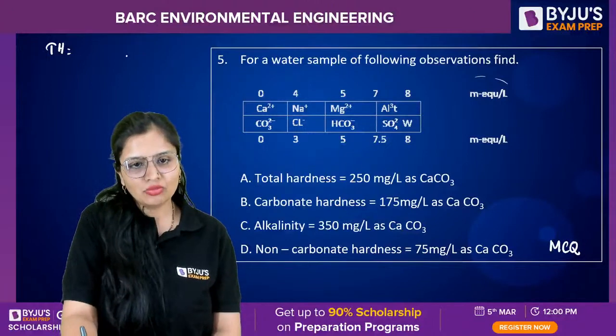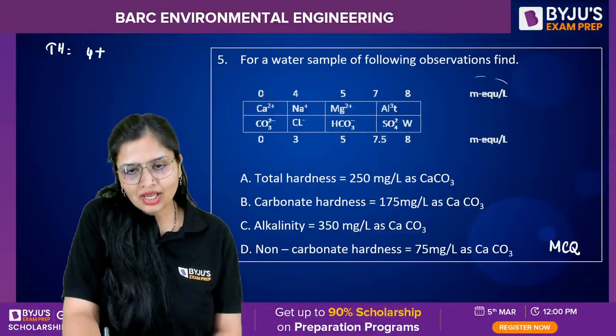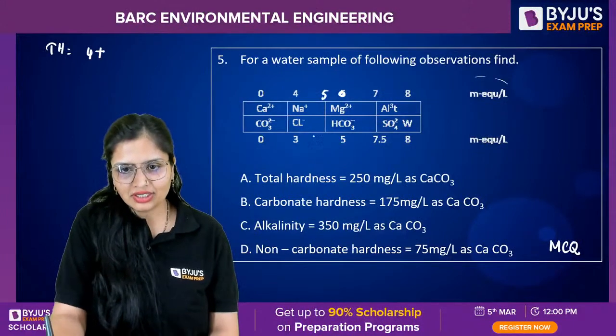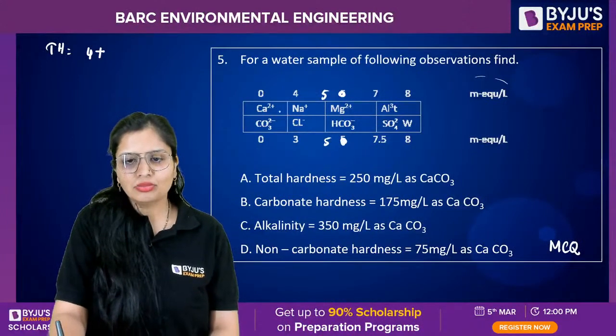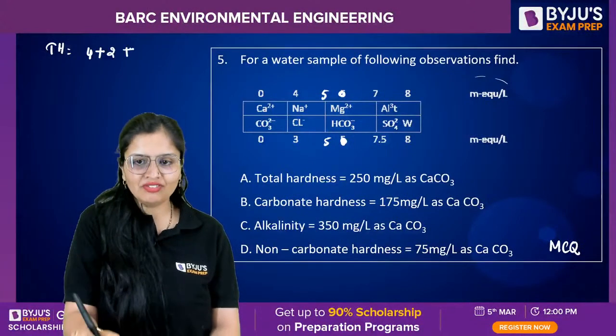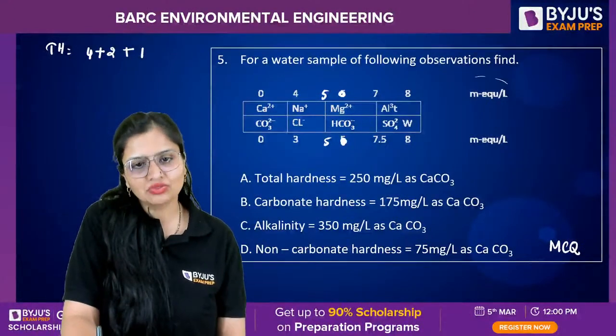So this will be how much? 4, and magnesium, this 5 is here. Okay, and this 5 is here. So magnesium will become how much? 7 minus 5, 2. And aluminium will become 8 minus 7, that is 1.